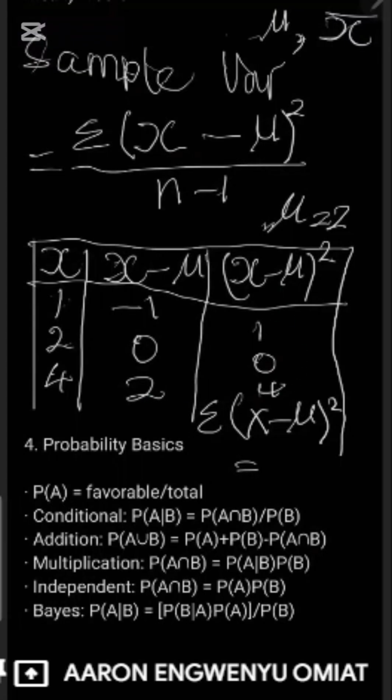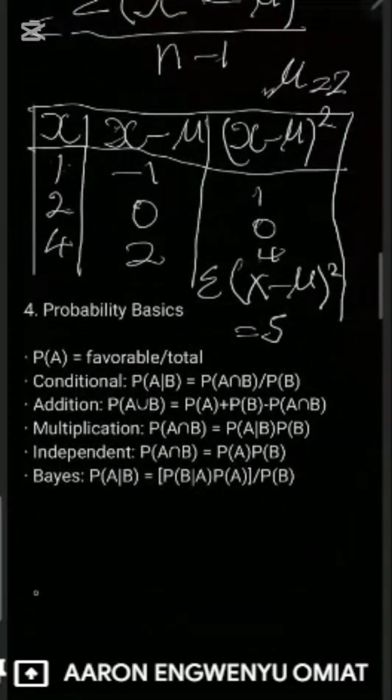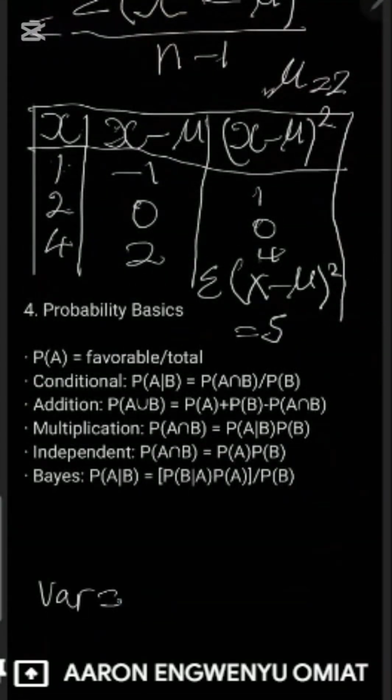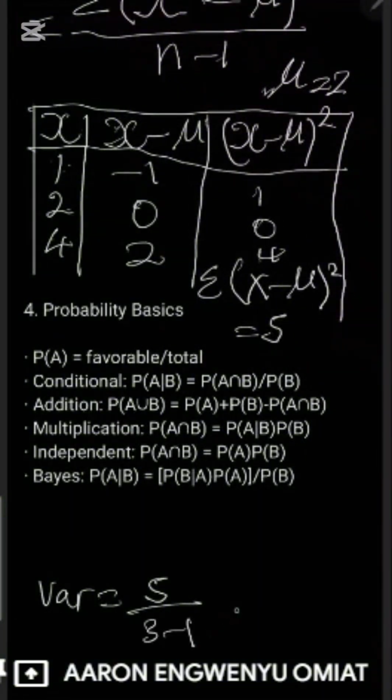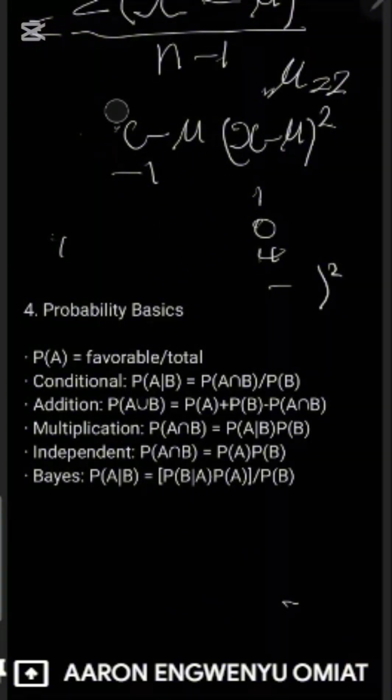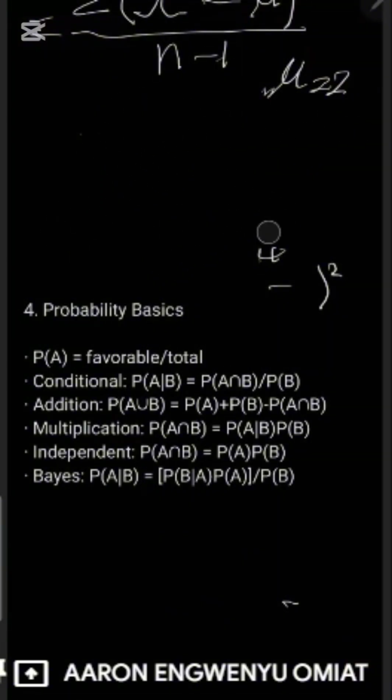So in this case, our summation of x minus mu, all of it squared, would be 1 plus 0 plus 4, which is 5. So our variance would be 5 divided by the number of items, 3, minus 1. So our variance would be 2.5 in that case. Okay. Hopefully we are together now. Let's proceed.